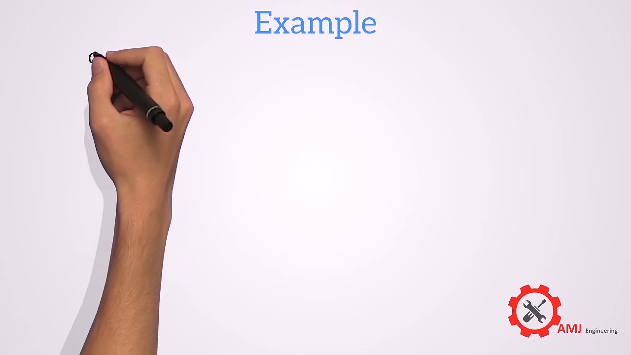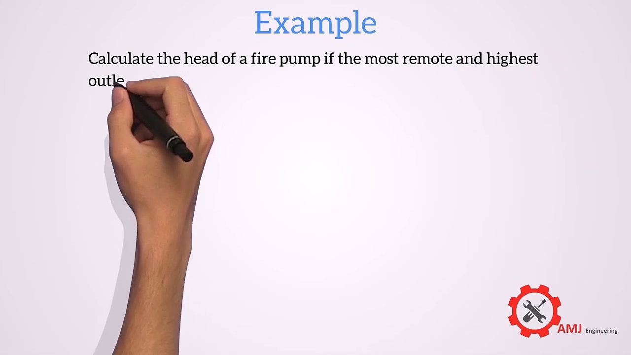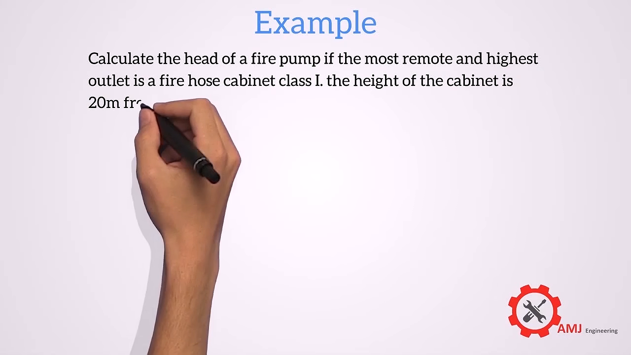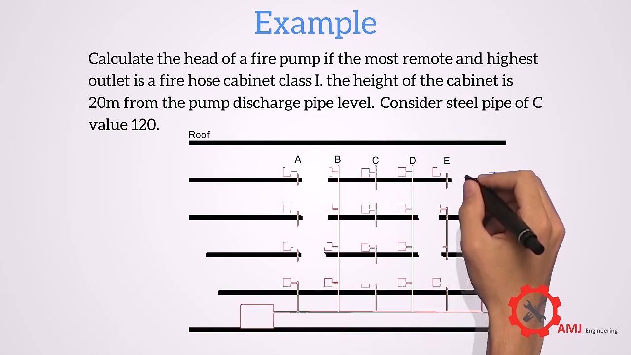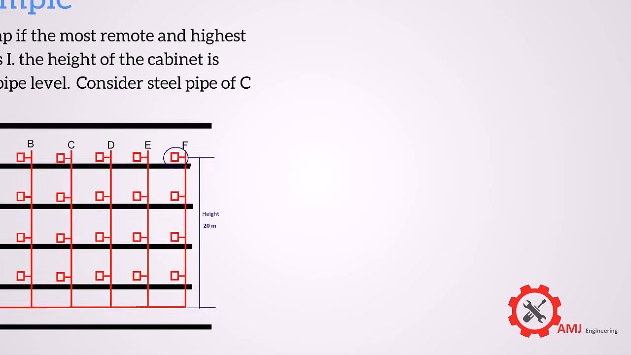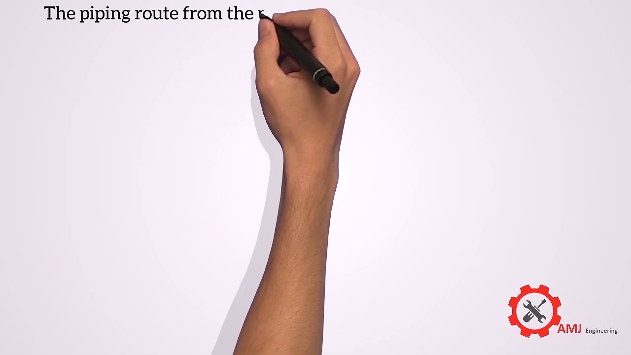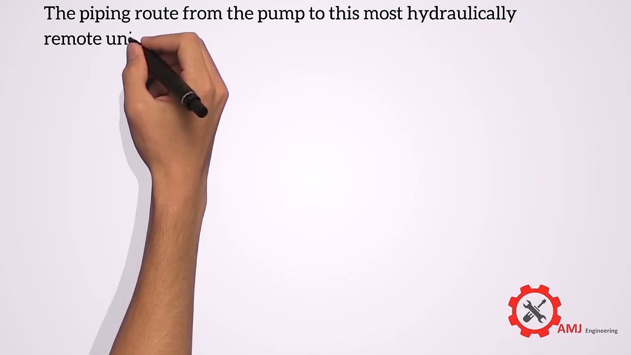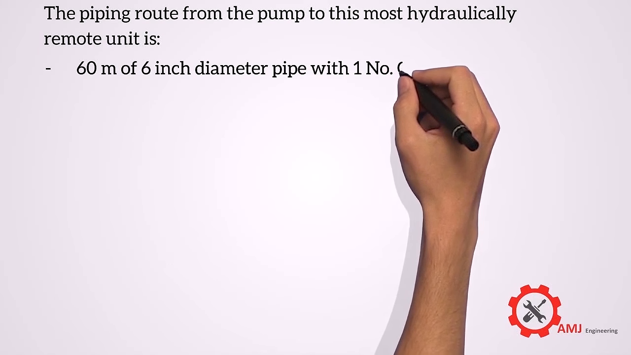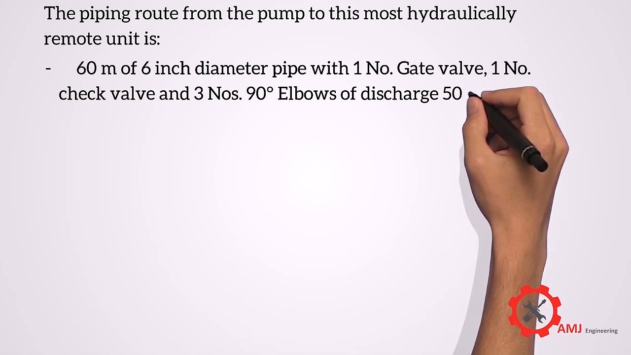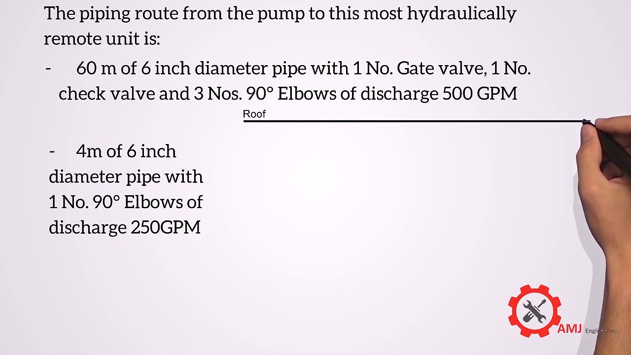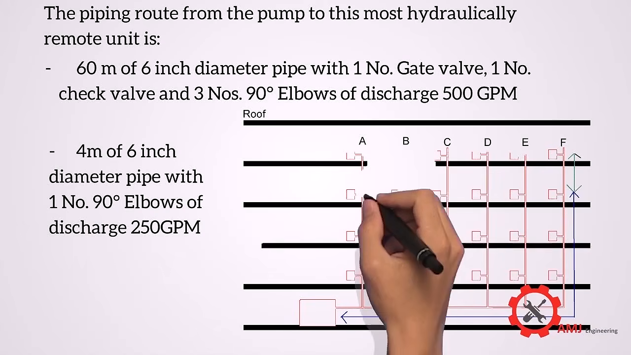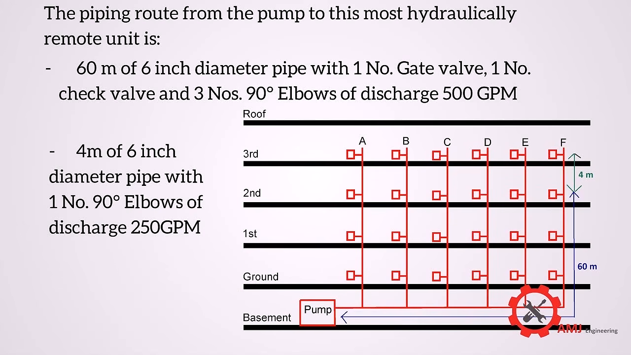Example: calculate the head of a fire pump if the most remote and highest outlet is a fire hose cabinet Class 1. The height of the cabinet is 20 meters from the pump discharge pipe level. Consider steel pipe of C value 120. The piping route from the pump to this most hydraulically remote unit is 60 meters of 6-inch diameter pipe with 1 gate valve, 1 check valve and 3 90-degree elbows. The flow is 500 GPM, which is the required 250 at each of the 2 remote connections. And 4 meters of 6-inch diameter pipe with 1 90-degree elbow of discharge, 250 GPM.